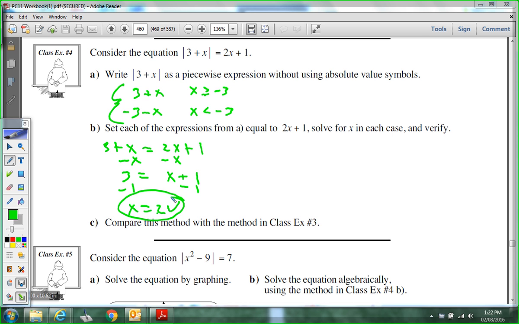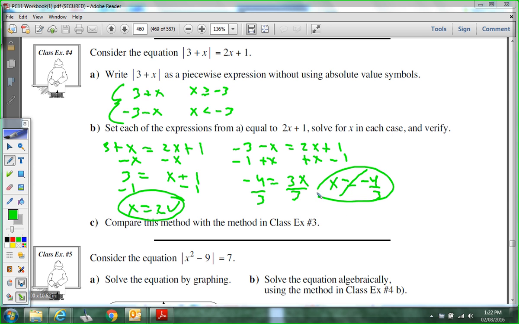So we do the other thing over here. We go negative 3 minus x equal to 2x plus 1. Add x, minus 1. Negative 4 equals 3x. You're seeing the same pattern from earlier. x equals negative 4/3. Is negative 4/3 less than negative 3? It is not. It is actually bigger. So that one is not a solution again.